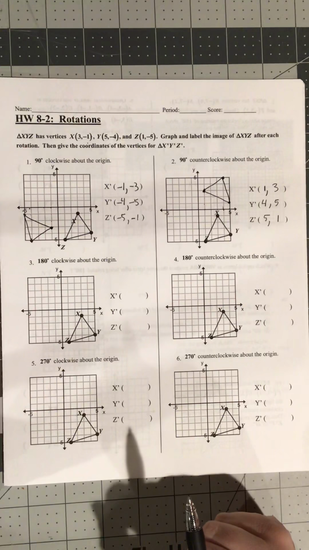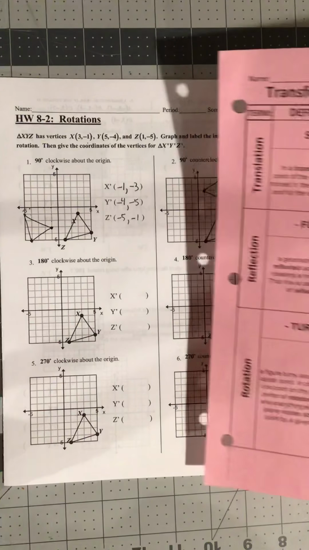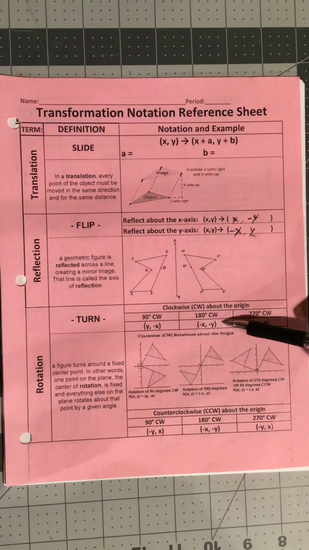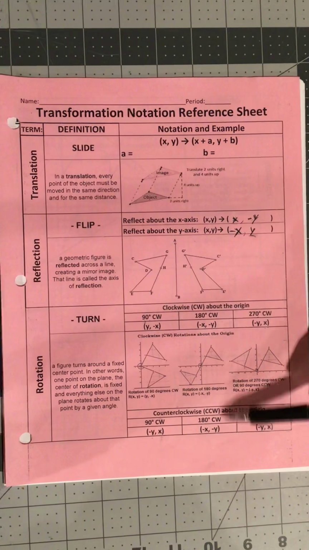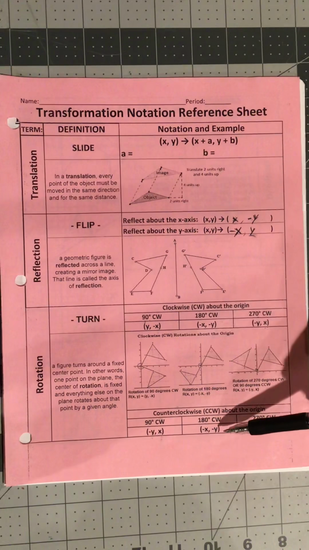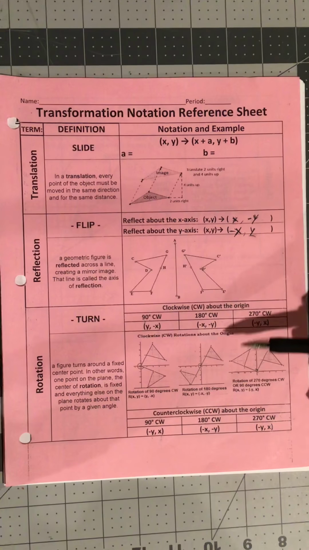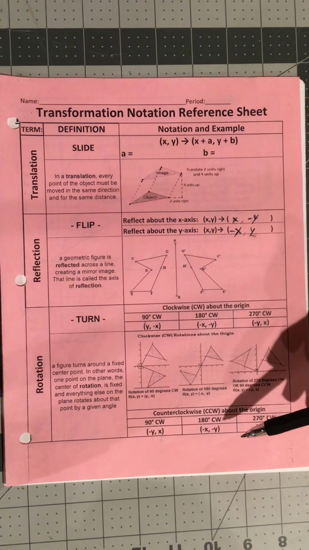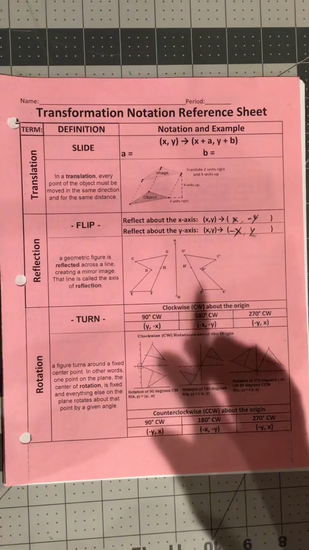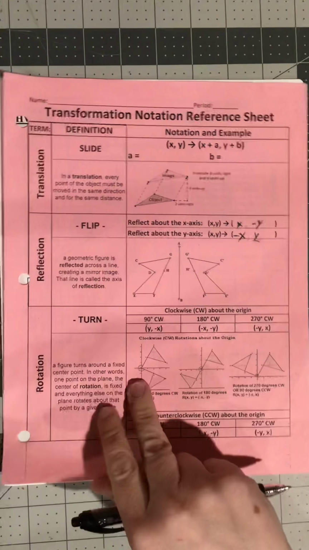Okay, let's do 180 degrees clockwise about the origin. And if you will notice on my paper here, clockwise and counterclockwise rotation 180 degrees are the exact same. So we can actually do problems 3 and 4 at the exact same time. What happens is the numbers in the coordinates you're given, so the x's and y's, will stay in the same spot, but they will change signs.